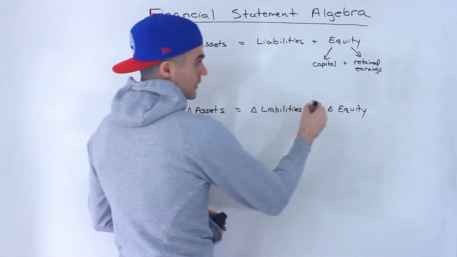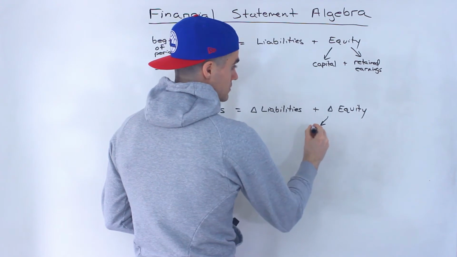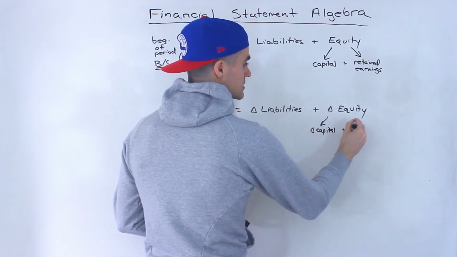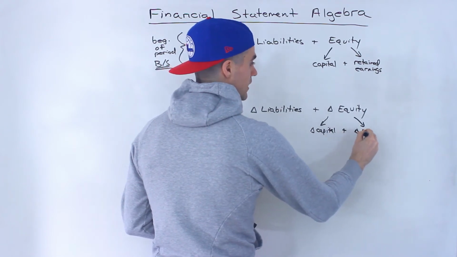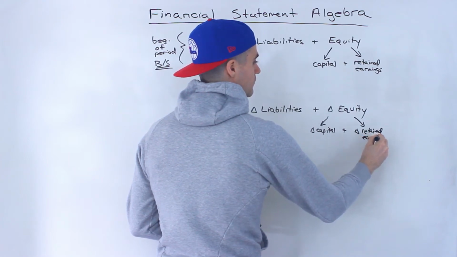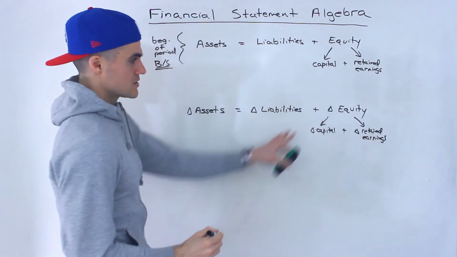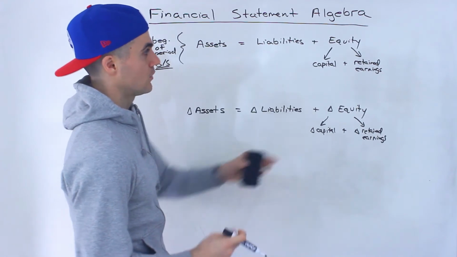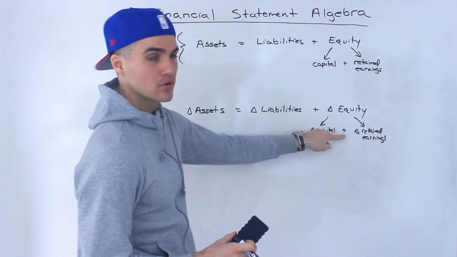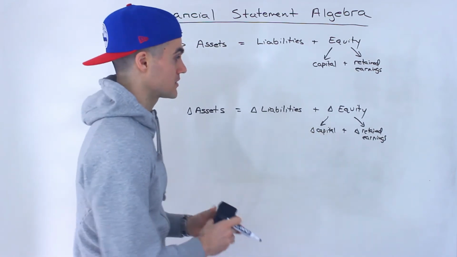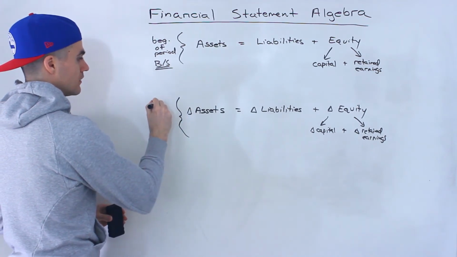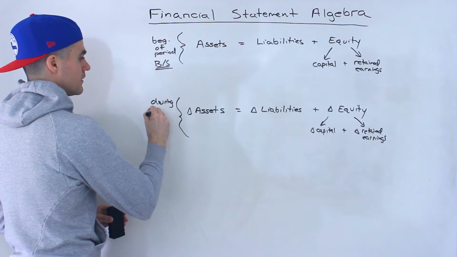And then the change in equity, it's broken down into the change in capital plus the change in retained earnings. All right, so this portion we could break down over here. So notice it's not capital plus retained earnings, it's a change in capital plus a change in retained earnings. And this area over here is happening during the period.